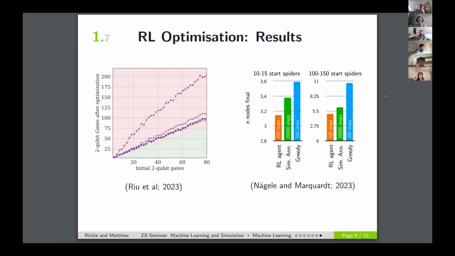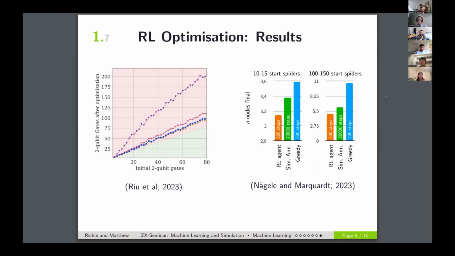So for those first 2 pieces of work, they both use reinforcement learning. In one, the aim is to reduce the number of two-qubit gates in a graph-based ZX diagram. And in the other piece of work, they're just trying to reduce the number of spiders of the ZX diagram. And both of these kind of paved the way to large-scale ZX rewriting using machine learning.